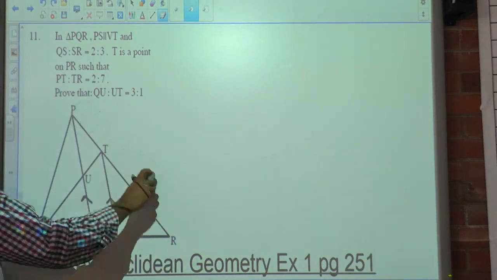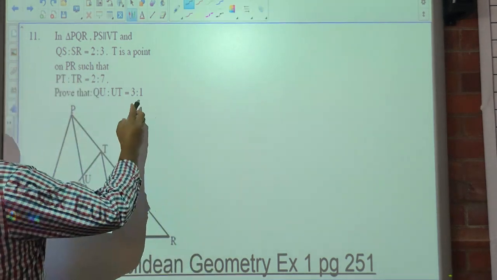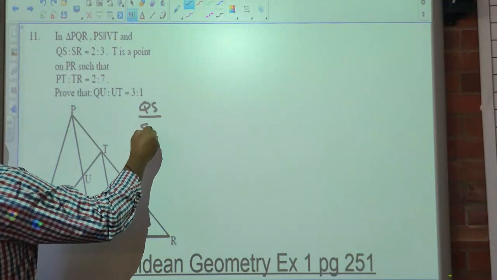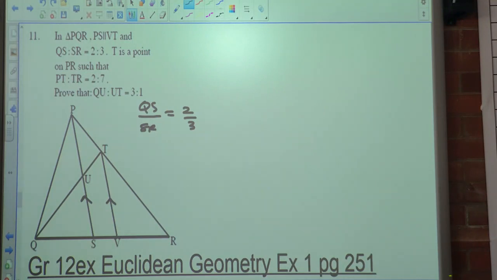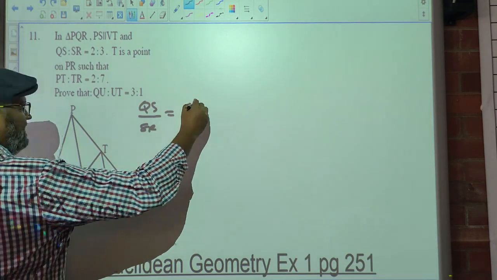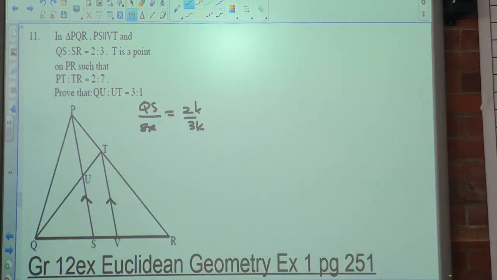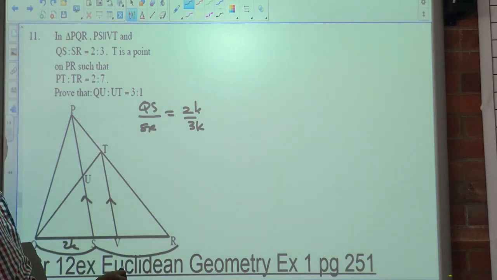Then we are told that QS is to SR as 2 is to 3. So what do I introduce? Okay, so QS is going to be 2K, SR is 3K.